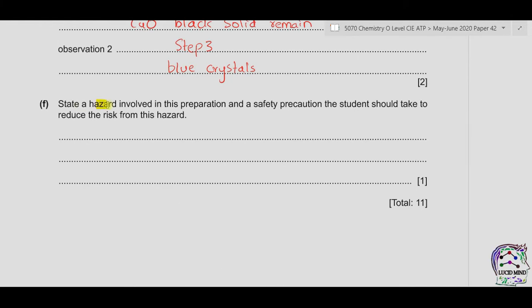Part F, state a hazard involved in this preparation and a safety precaution the student should take to reduce the risk from this hazard. Now safety precaution can be because of some harmful chemical. In this process, acid was used. So acid is corrosive. So the student should use gloves or goggles should be used.